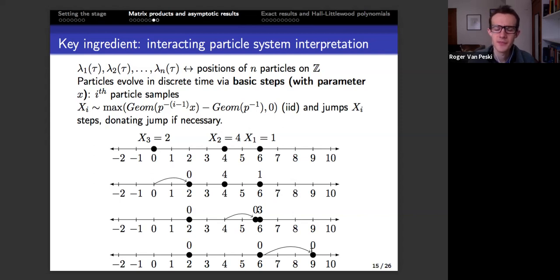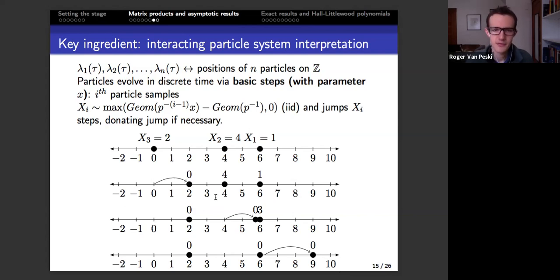So this is a quite simple evolution, and in particular, particles which are far away don't affect one another at all. The only way that particles can affect one another is by literally colliding with each other. So this is similar to a lot of particle systems in that way.